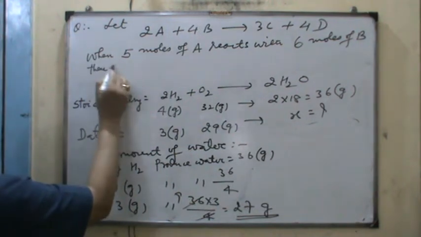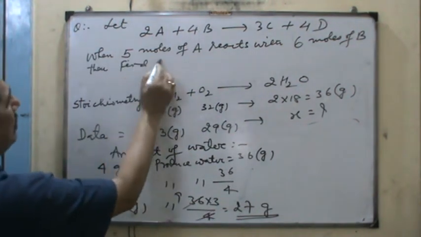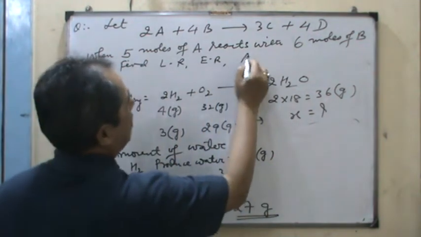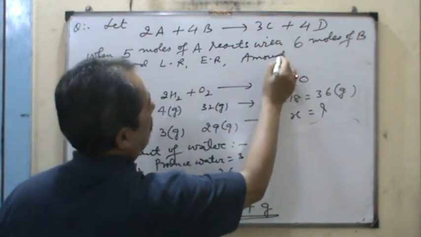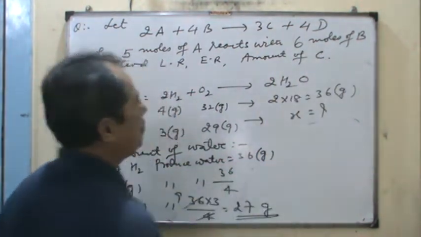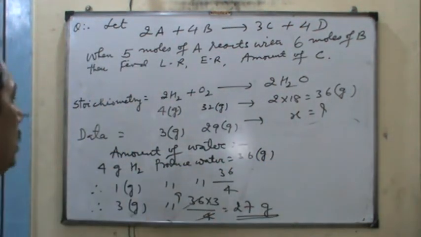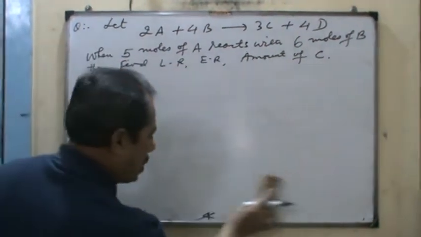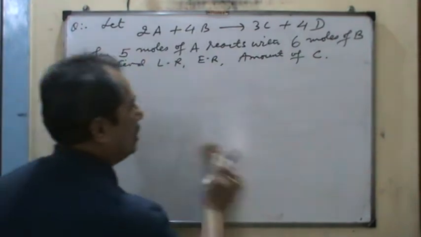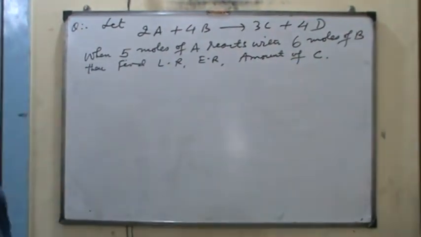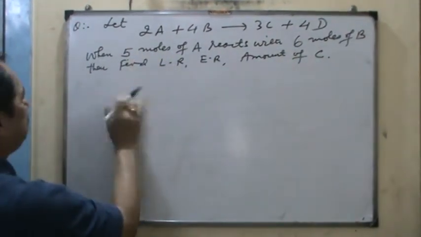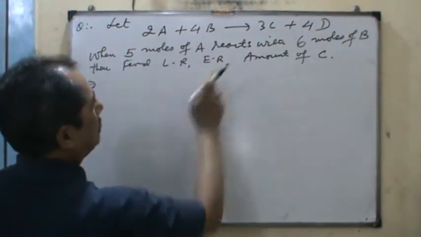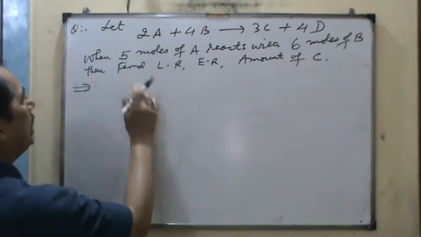Then find the limiting reagent, excess reagent, and the amount of what? Amount of C. So dear students, first of all, you see the stoichiometry of the reaction, whatever the reaction is given in terms of the reactants and the products. Solution is 2A plus 4B gives 3C plus 4D, right?